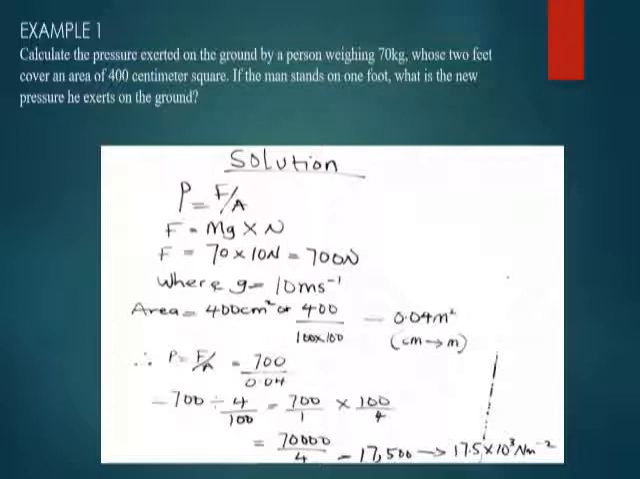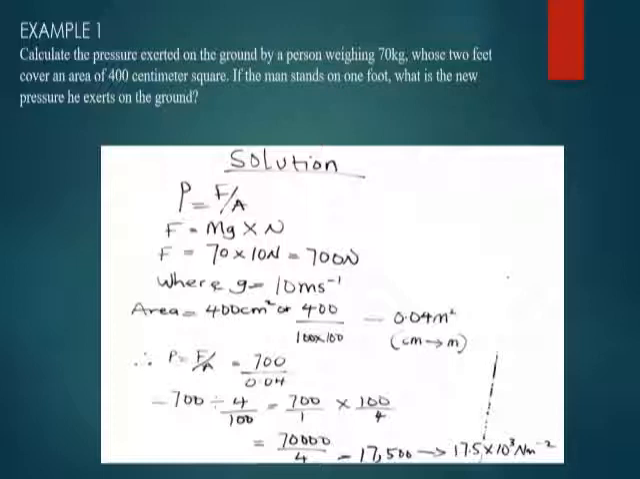Area is equal to 400 centimeters square as regarding our question, and we can't solve with this in centimeters because the SI unit for area is in meters. So we convert 400 centimeters square to meters square, which gives us 0.04 meters square. Then we have P equals force over area, which gives us 700 divided by 0.04, and that gives us 17,500, or 17.5 times 10 raised to power 3 newtons per meter square. That's putting the equation in standard form.